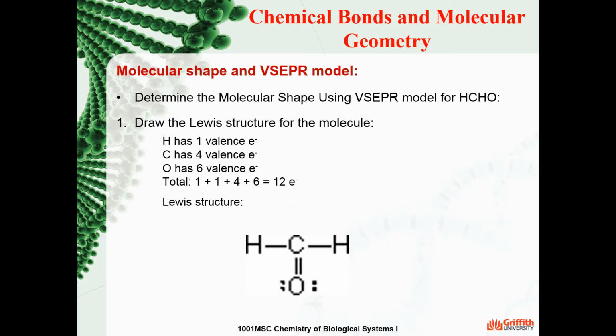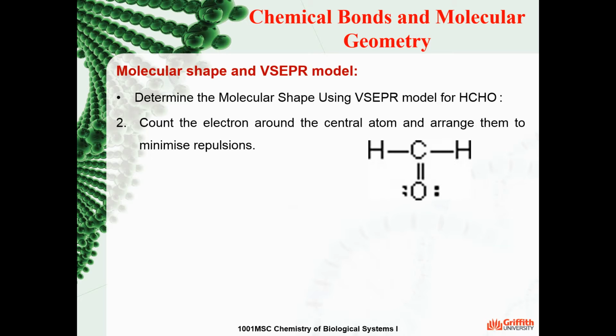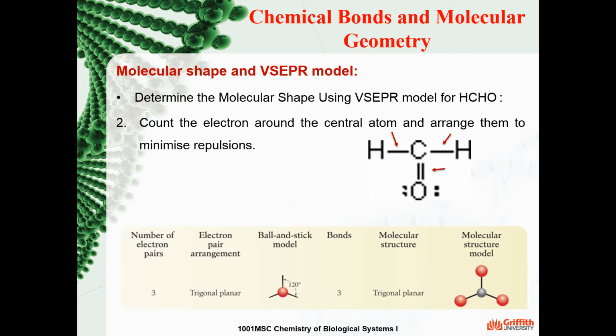Let's now check the carbon. It has 6 electrons, so we need to bring 1 pair from around the oxygen to make a double bond with the carbon. Now let's check how many places of electrons we have around the central atom. We have 3 places, and the number of bonds is also 3. From the table, the molecular structure is trigonal planar.